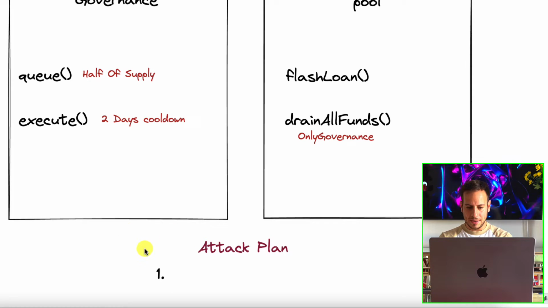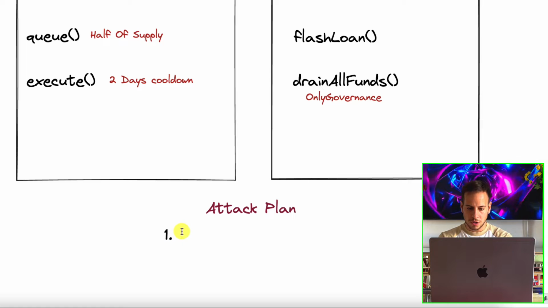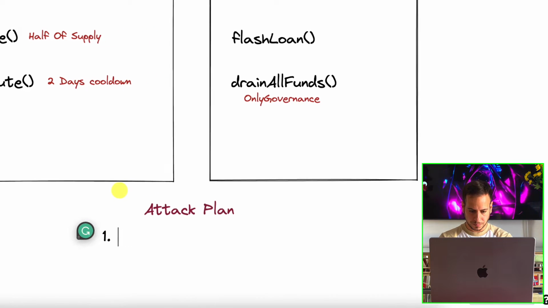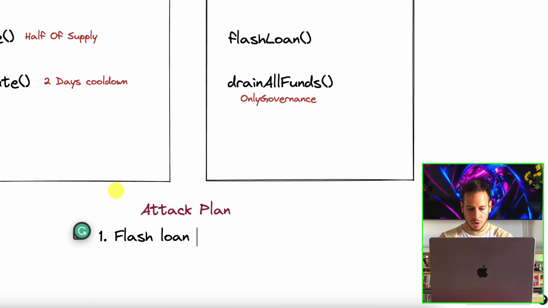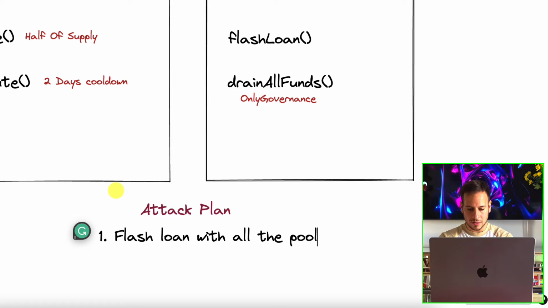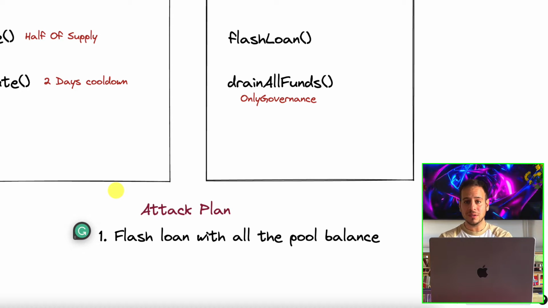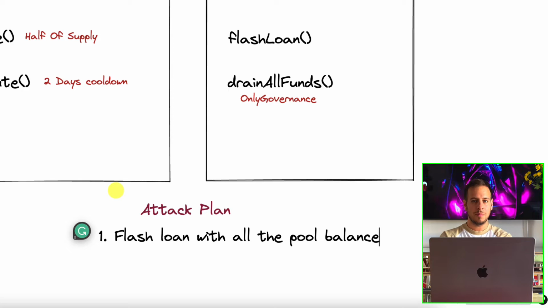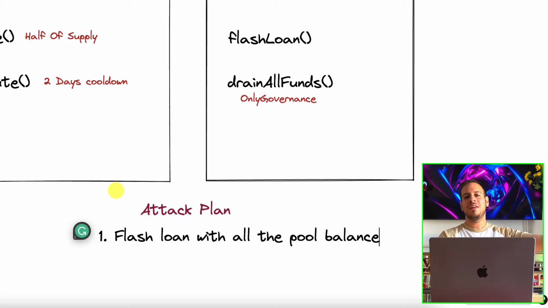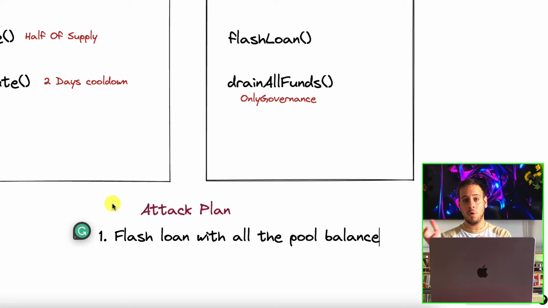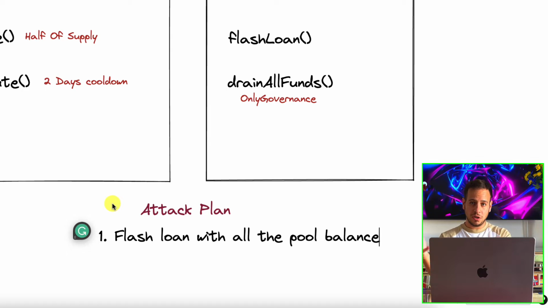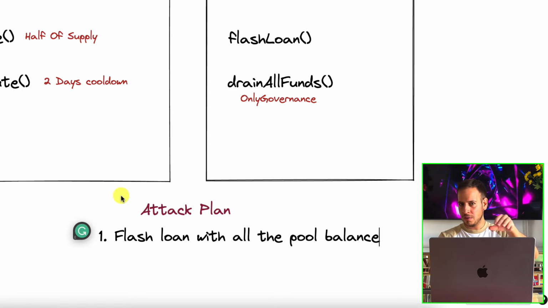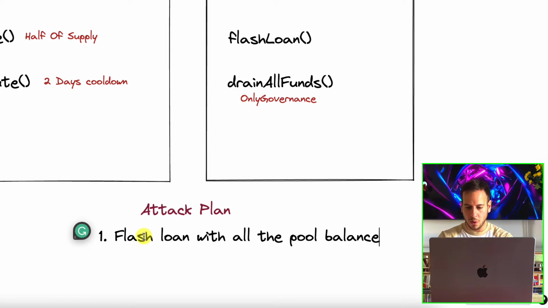Now let's try to plan the attack. So first step, we want to execute the flash loan with all the pool balance. We want to basically take all the pool balance, even though we can take only 1.1 million DVD tokens, because we need more than half of the total supply, which is 2 million. So 1 million plus 1 would be enough, but let's borrow all of it.